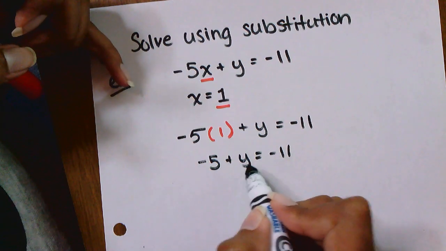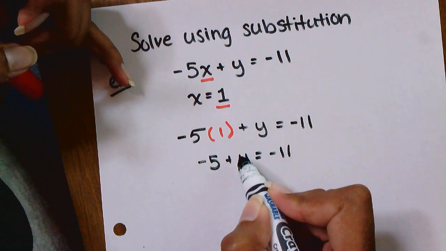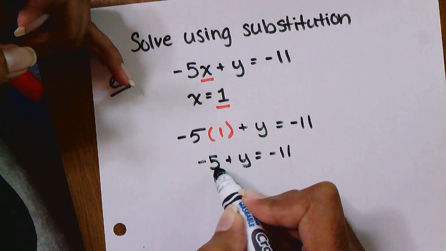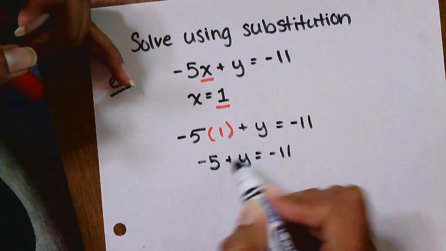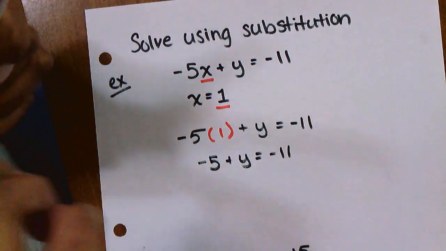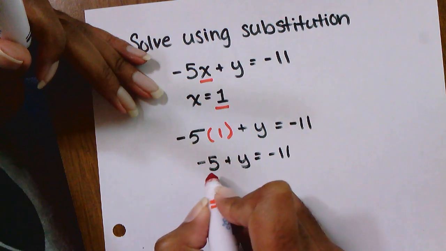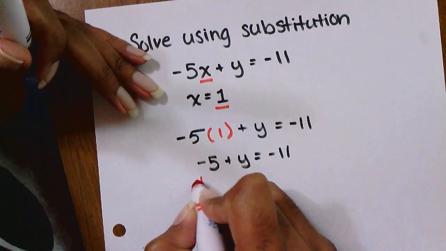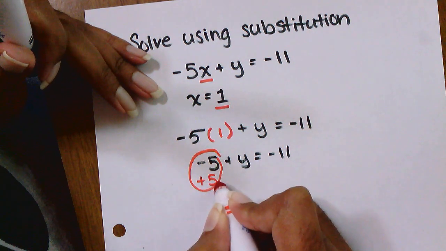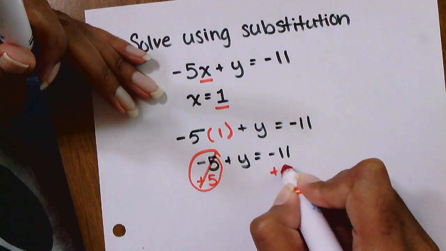Then to solve for y, what is happening to our y? Well, our y is being added to negative 5. In order to undo that, we have to do the inverse operation. In this case, we want to add 5 to both sides so that we create a 0 pair here. Negative 5 plus 5 is a 0 pair, but anything we do to one side of the equation, we have to do to the other side.